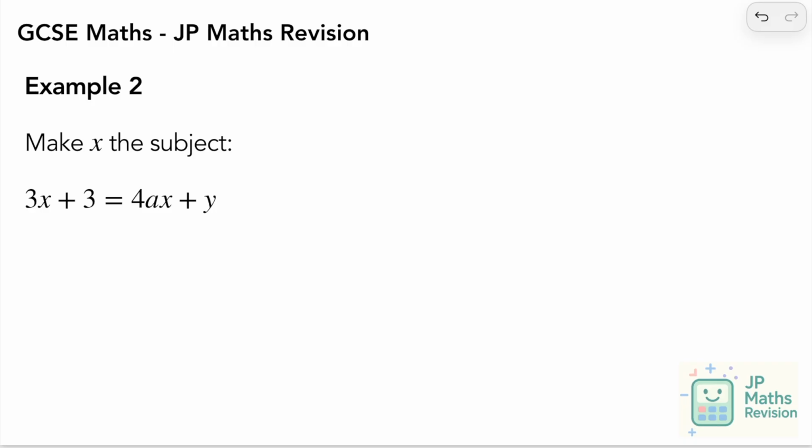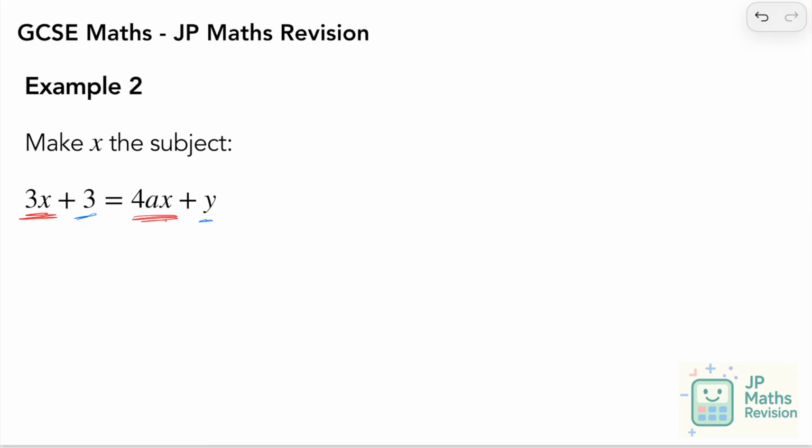In this example we want to make x the subject, so we have 3x plus 3 equals 4ax plus y. Again, we have multiple x terms. We have this 3x term over here, and we have the 4ax term over here. So the aim of the game is to get the x terms together on one side so we can factor out the x, and then we must have everything else on the other side of the equation so it's not in the way. So we need to get this y and this 3 together on one side, and we need to get the 3x and the 4ax together on another side.